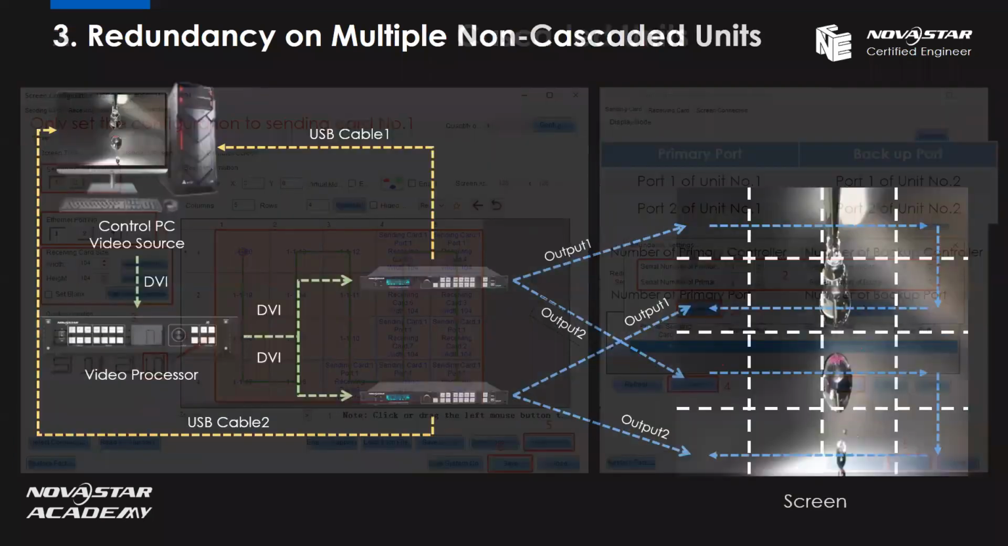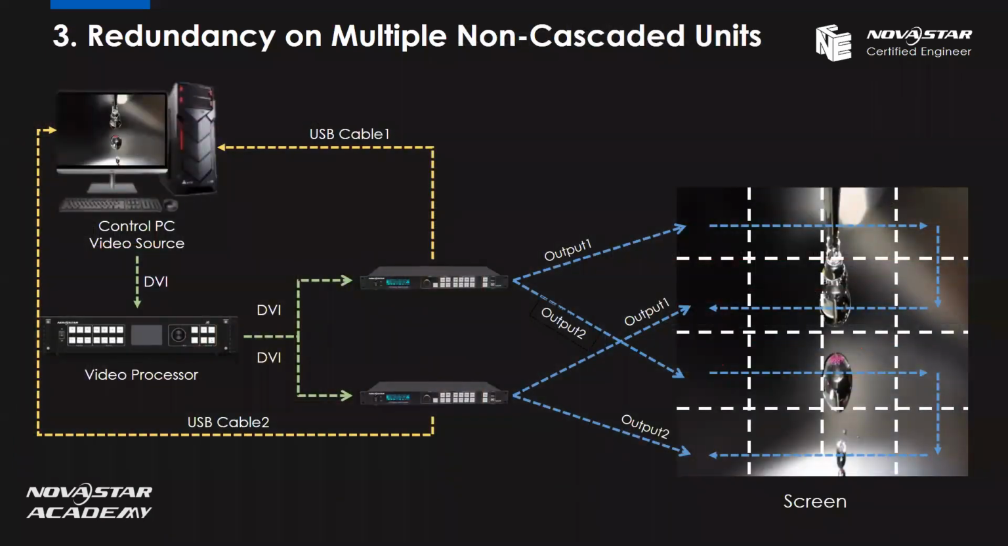Okay, let's move to the third one, the redundancy on multiple non-cascaded units. We just talked about the cascaded unit. And in this chart, we'll show you what the non-cascaded unit is. The same, let's check the video signal first.